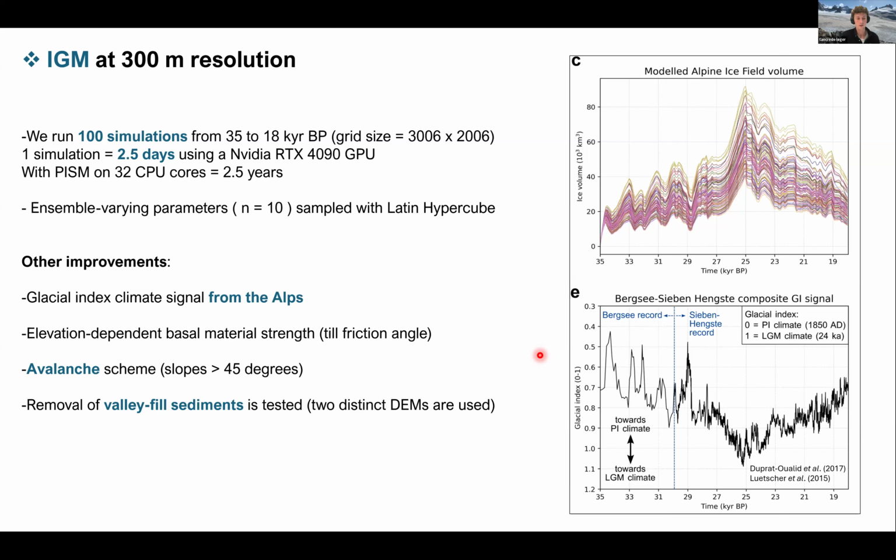And we have this avalanche scheme. And we also test different topographies in our model by removing or including valley fill sediments. There is a debate in the Alps concerning how much of those valley fill sediments there was before the last glaciation, or was it all there, or was it eroded during each glacial cycle? So there's a lot of research around that, and we were interested to test. Okay, so this is our setup.